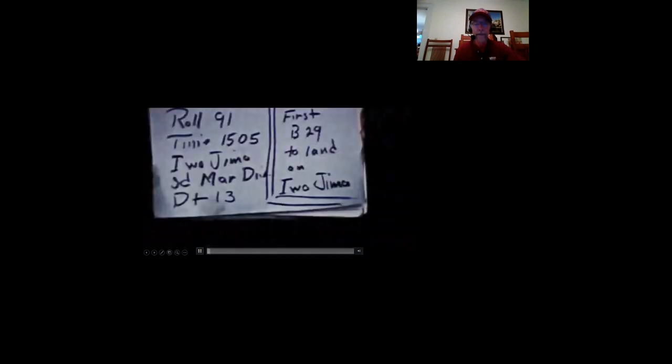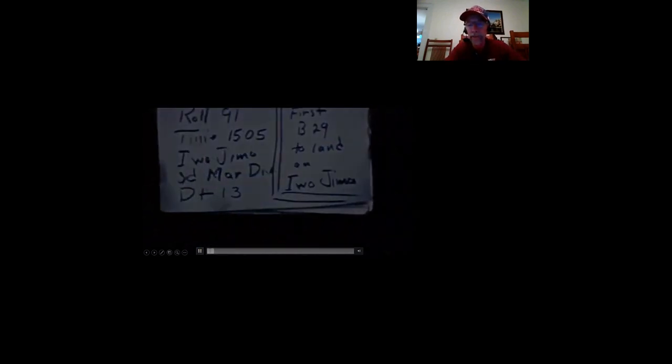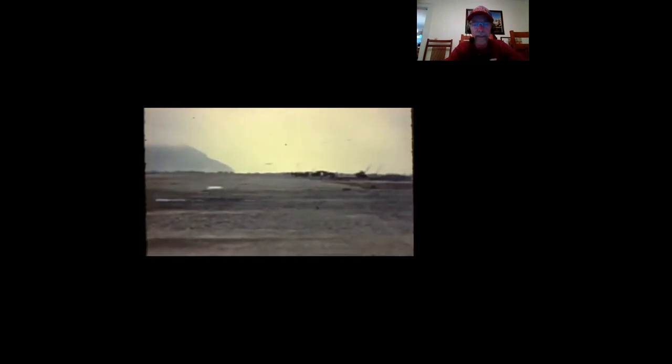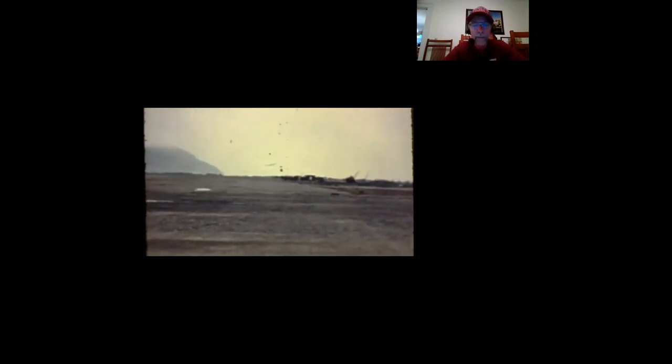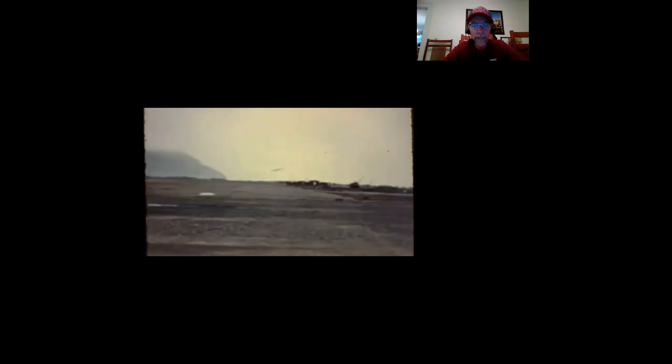So let me see if I can get this to work here. This is the movie that was made of the B-29 landing on Iwo Jima. It's flying over the island right now with its landing gear down. It's just reconnoitering where to land, and then it circled around Mount Suribachi, which is on the left, and it's now coming in for a landing. It's a little wobbly, as you can see.